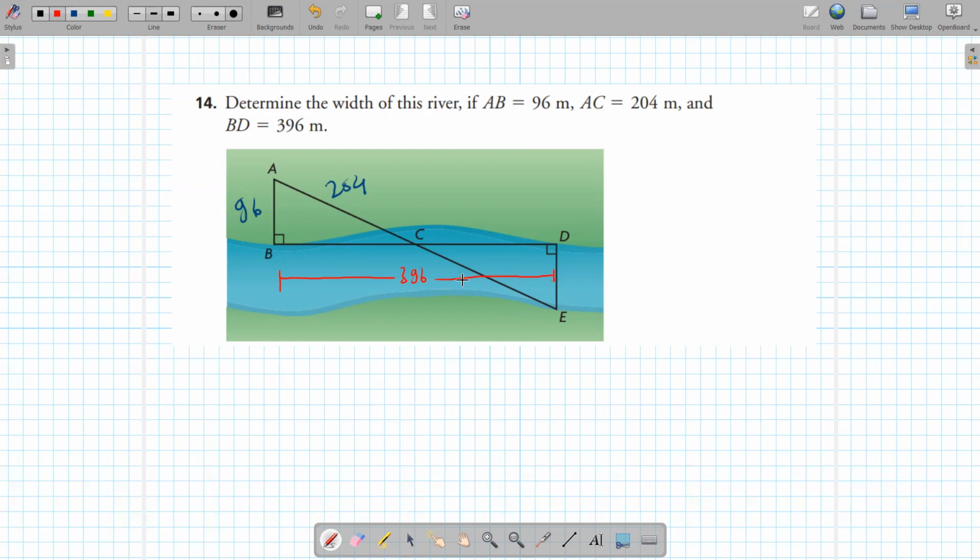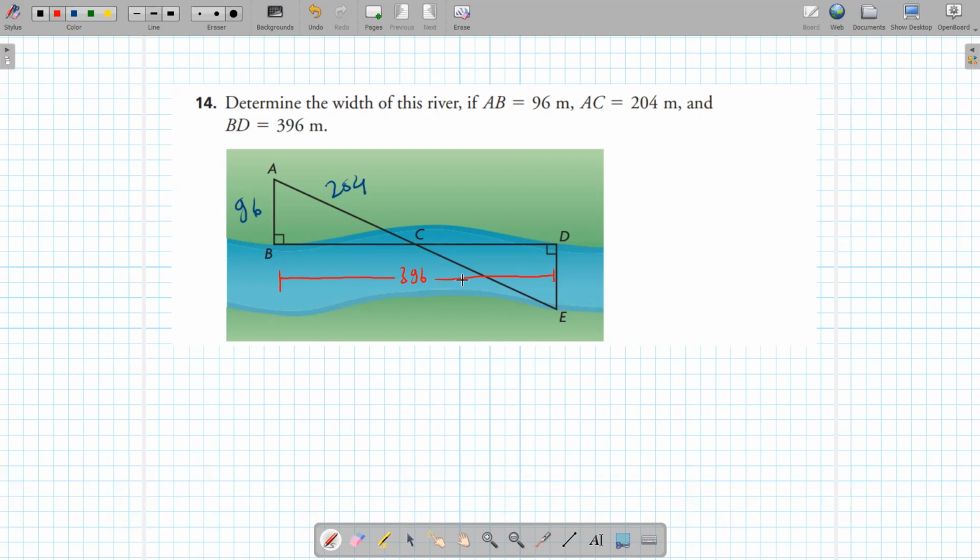I'll give you a hint. There is a way for you to find what BC is. Using that 396, do you divide CD by 2? No, you don't. You don't know if it's a midpoint or anything like that.